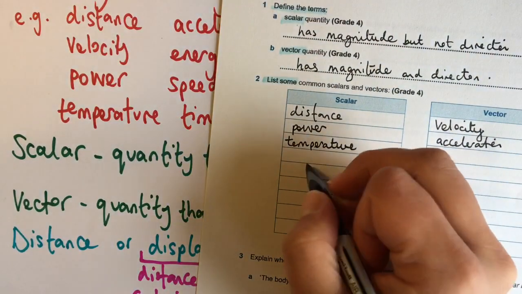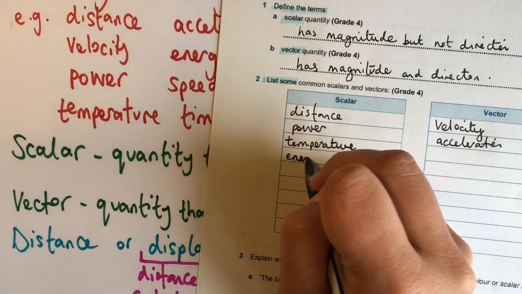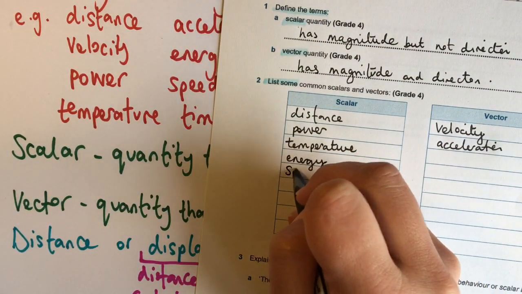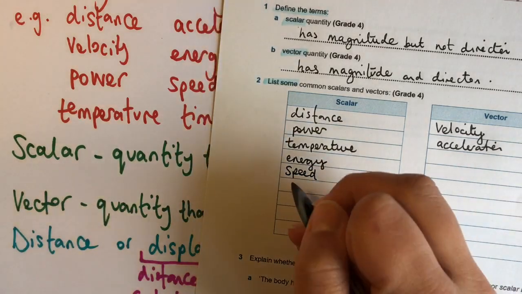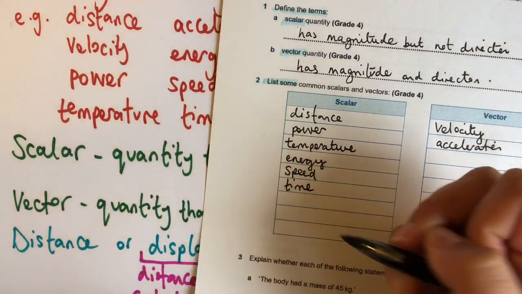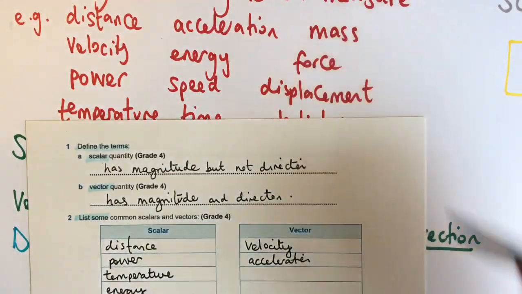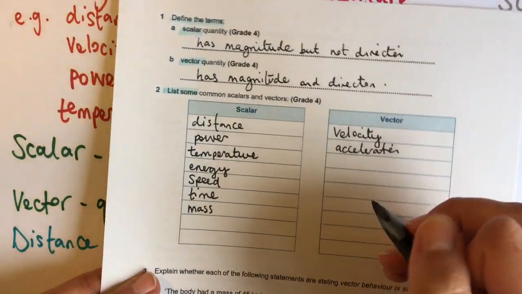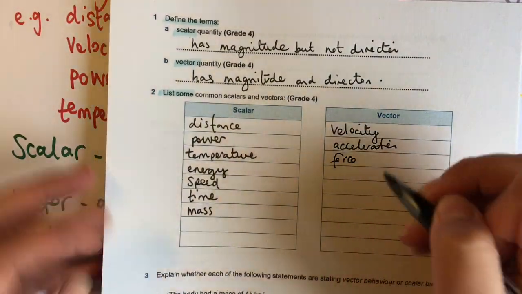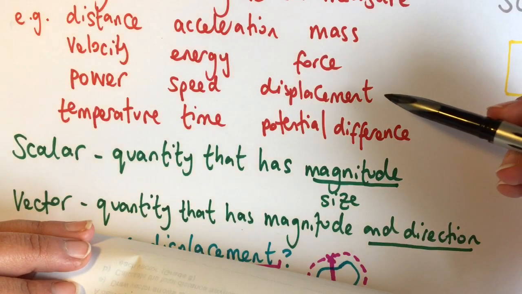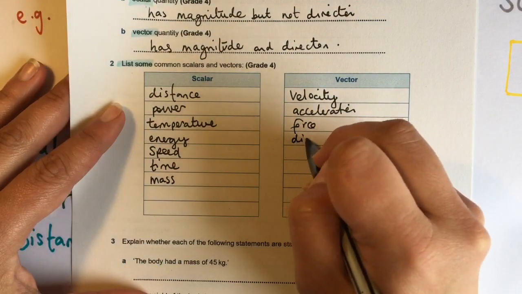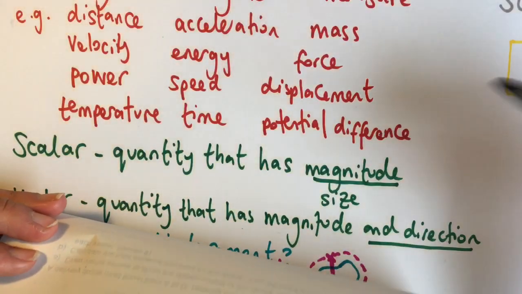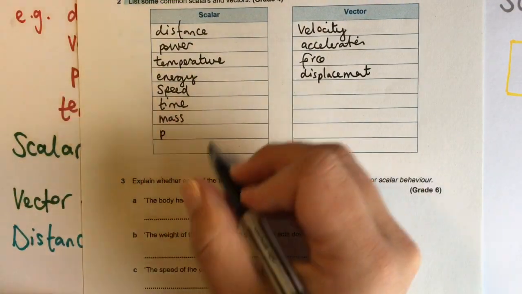Energy is a scalar. Speed is a scalar. And time is a scalar. Mass, scalar. Force, vector. Displacement, vector. Potential difference, scalar.